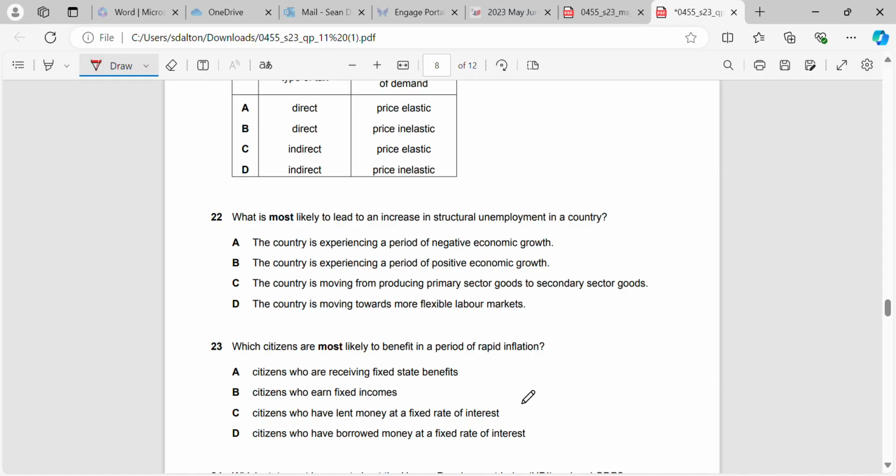Okay, question 23 is very similar to October-November 2023. Which citizens are most likely to benefit during a period of rapid inflation?